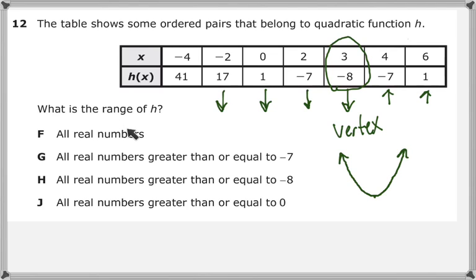Okay, so all real numbers. Okay, so we see that the range doesn't continue to go below -8. Okay, so we can't say that the range is all real numbers. Okay, so it doesn't go below -8. If it was all real numbers, our range would continue to go towards -infinity. Okay, but it starts increasing at this point. Okay, so we can rule out answer option F.